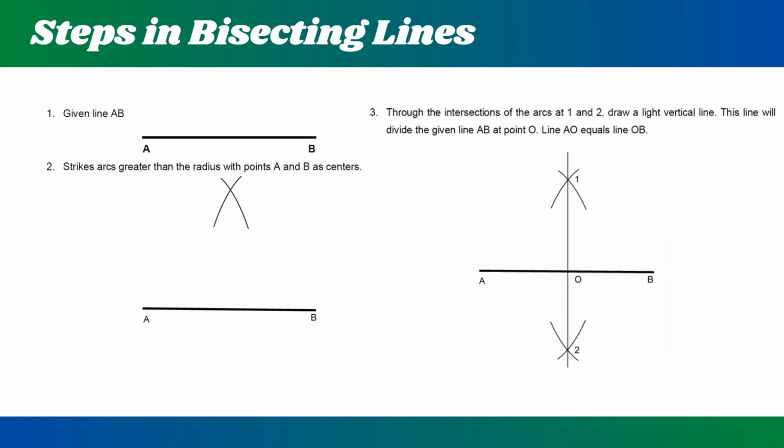Now, let's proceed to the steps in bisecting a line. First, given the line AB, strike arc greater than the radius with points A and B as centers. Next, through the intersection of the arc 1 and arc 2, draw a light vertical line. This line will divide the given line AB with the line AO now equal to line OB.